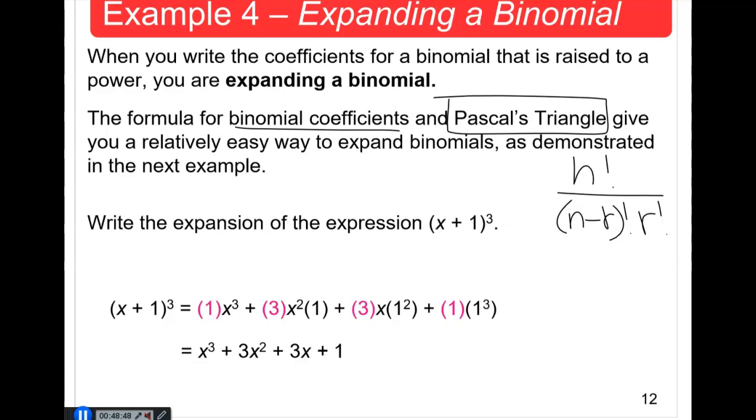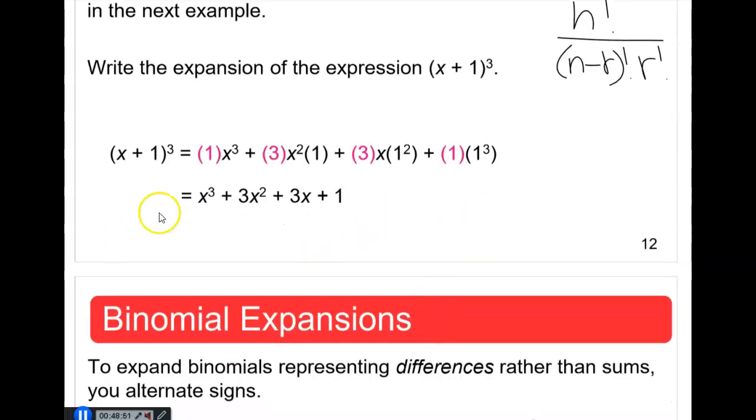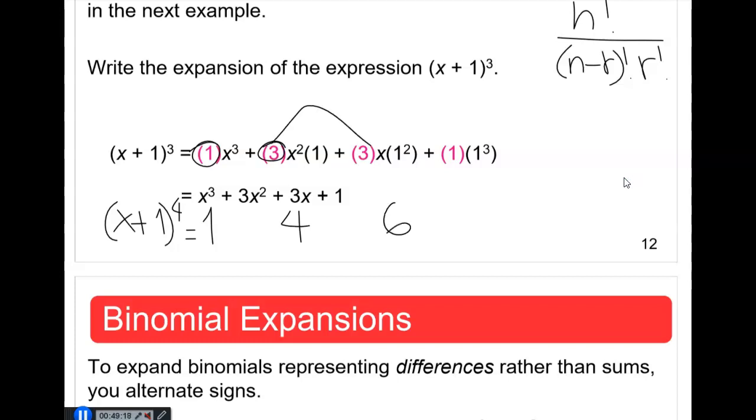And I mean, this one is just way too easy because it's to the power 3. So let's make it a little more challenging and do something like x plus 1 to the power 4. So in this case, I'm going to write my coefficients. They're going to be 1. The next one, remember, you add the previous row coefficient. So 1 plus 3 is 4. Then the next one will be 3 plus 3, which is 6. And then the next one will be 3 plus 1, which is 4. And then the last one must be a 1.